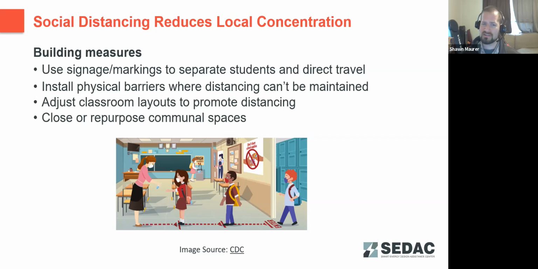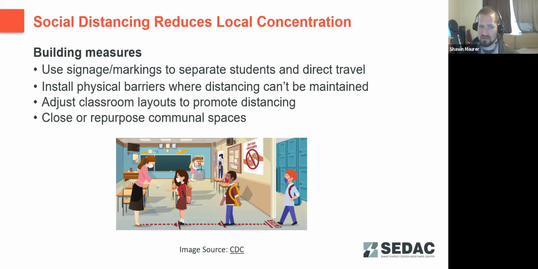Installing physical barriers where distancing can't be maintained. Places like reception desks, I know some teachers' desks, places in classrooms where you cannot maintain distancing, setting up barriers between desks can help reduce the potential for transmission. Although setting up those barriers does also change airflow patterns, it's important to be aware of that, and we'll touch on that later in the presentation. Adjusting your classroom layouts to promote distancing. A lot of times classrooms have desks kind of clumped in the center of the room, spreading them out as much as possible to maintain that distancing.